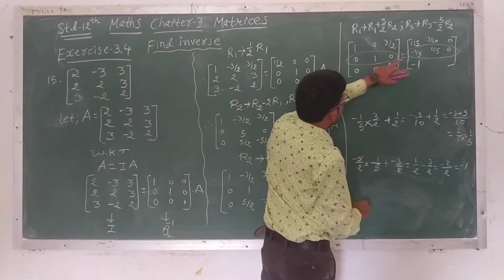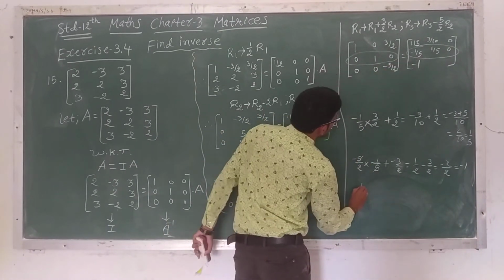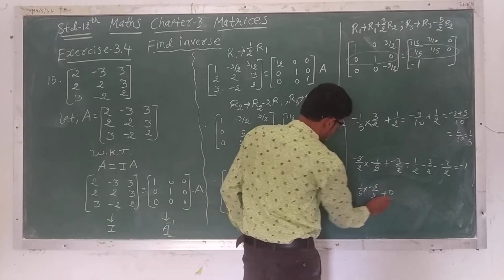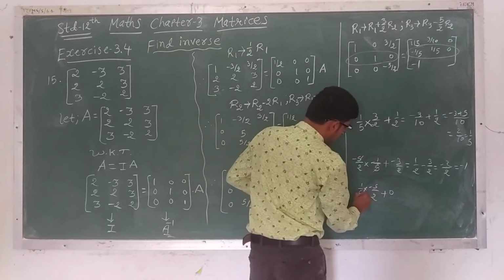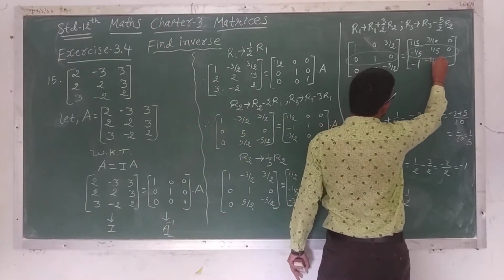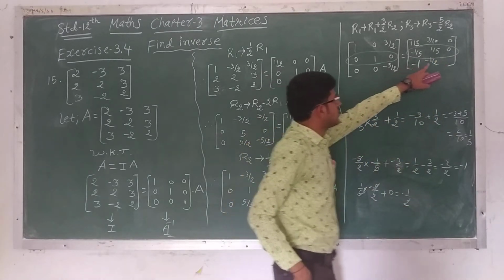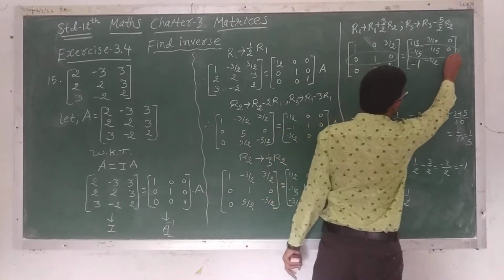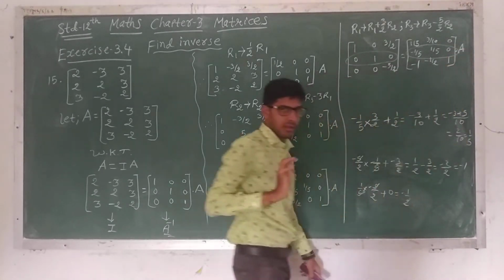Next, 1 by 5 into minus 5 by 2, and adding to the third row. So the third row entry will be 0. The 5 cancels out, which is equal to minus 1 by 2. So here write down minus 1 by 2. Next and last is 0 into minus 5 by 2. So the answer will be 0 plus 1. So what is it? Into A.